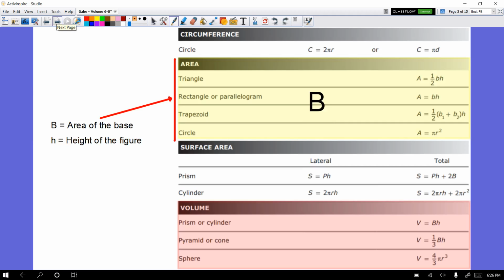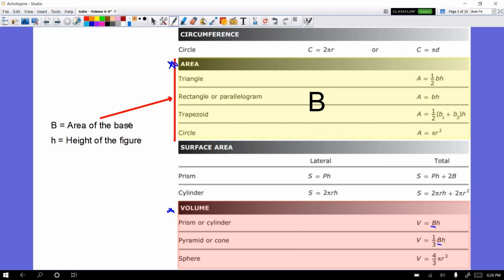This is the 8th grade formula chart. It's not all of the formula chart, but it's the part that's relevant to what we're going to be doing. I highlighted volume and area. You can see down on the volume section that there's a capital B. That capital B is going to directly reference the area, so area of the base.